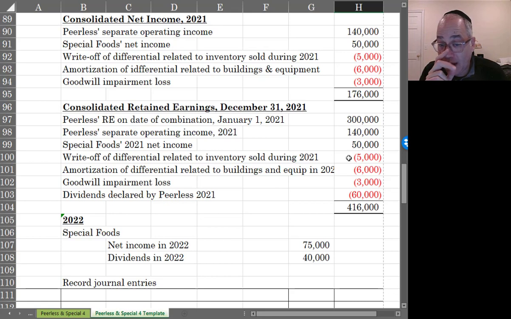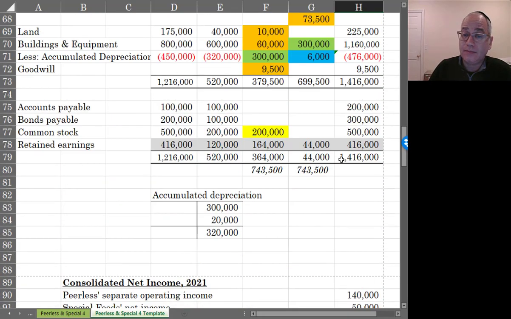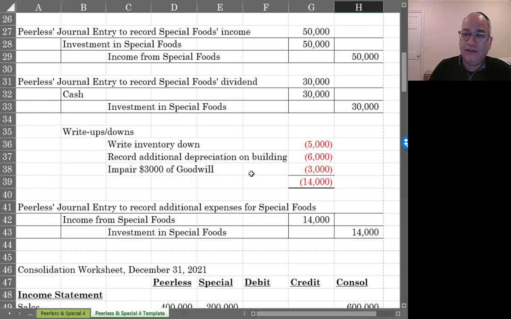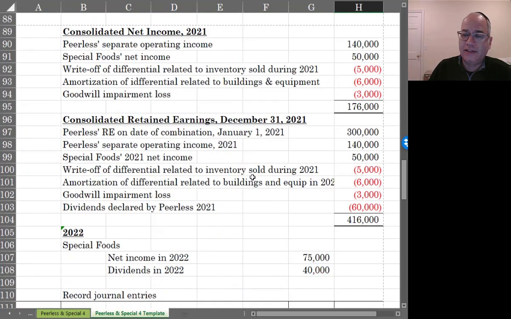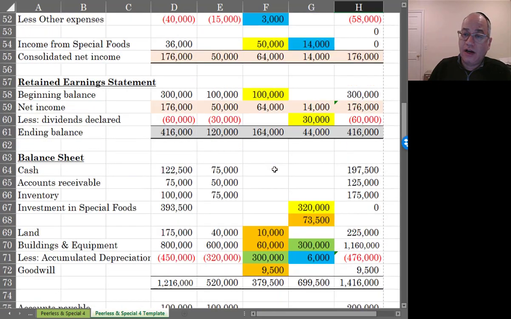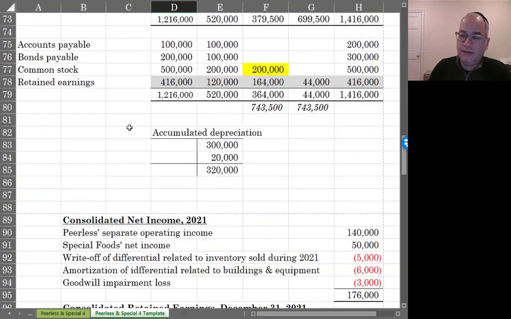So we've got beginning retained earnings, and I'm going to explain to you why retained earnings ends with 416. What changed retained earnings? My beginning retained earnings, actually it's not even here, is it? I'm sure it's explained in the book someplace. It's $300,000. Peerless's retained earnings on the date of acquisition was $300,000, and then Peerless's income in 2021 was $140,000. Special's income was $50,000, and then it had those three adjusting items, and then Peerless paid dividends of $60,000, and therefore ending retained earnings would be $416,000. So a roll forward explains why a balance sheet account changed from the beginning of the year until the end of the year. Oh yeah, where did beginning retained earnings come from? It's right over here on the retained earnings statement, obviously.